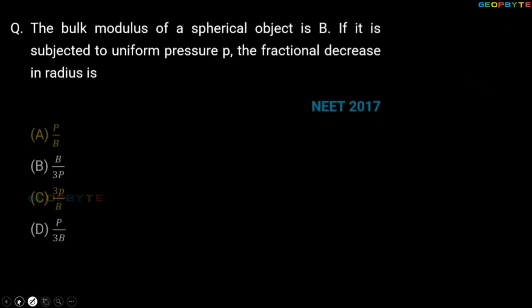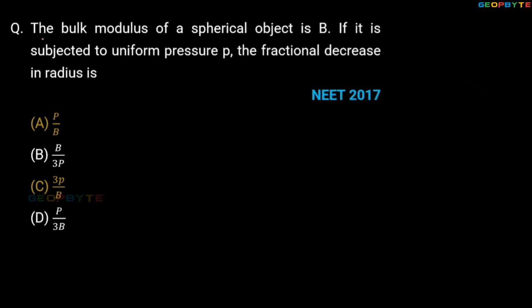Similarly, let's take another important problem. Look at the screen. It is asking like this: the bulk modulus of a spherical object is B. If it is subjected to uniform pressure P, the fractional decrease in its radius. It is given the bulk modulus for a spherical object and it is subjected to uniform pressure. Then what is the fractional decrease in its radius? You are asked to decide.